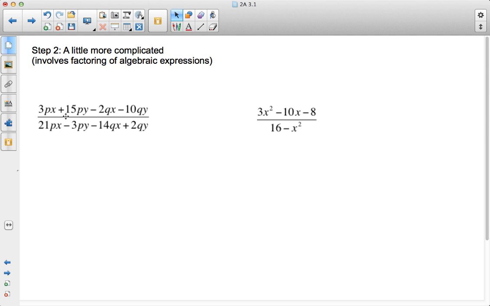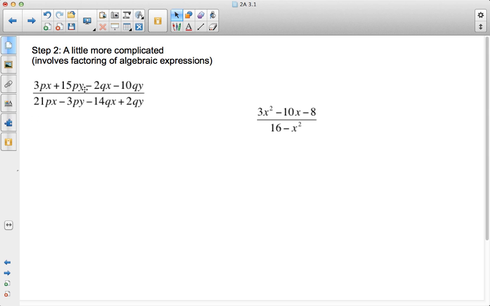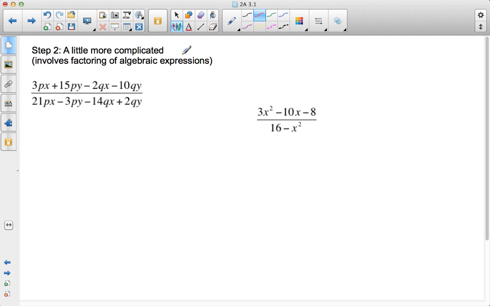So first thing we're going to do is take a look at this. We can see it's going to start to involve algebraic expressions. So it's no biggie. What I need to do is just to remember to group my terms. So let's turn to red here. We're going to start with the numerator. So from 3px and 15py, I see a common term of 3p. So the greatest common factor is 3p, and what I'm left with is x plus 5y.